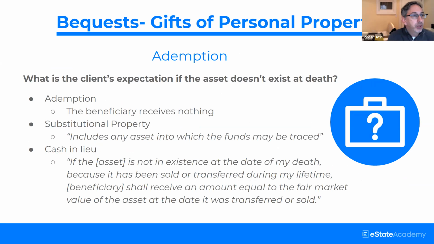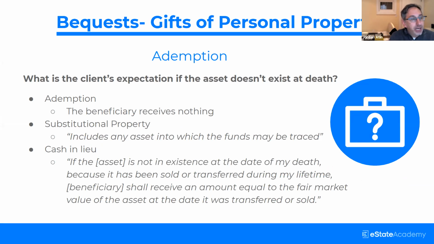The next question is, what happens if that asset doesn't exist at the date of death? That's the question of redemption. And what is the client's expectation if that asset doesn't exist at the date of death? So the first thing is rely on the common law rule of redemption, which means that if that asset doesn't exist on the date of death, then the beneficiary doesn't get anything. There's nothing, it's as if that gift was never made.